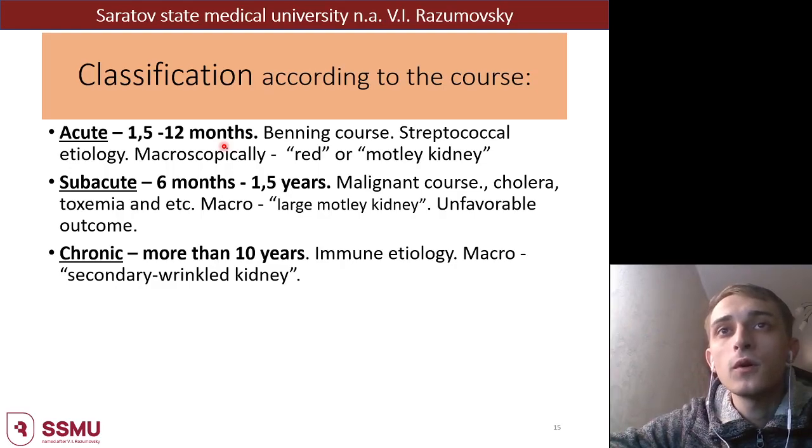And the third form is chronic. It is characterized by a very long course, more than 10 years. The etiological factor is an immune reaction. Macroscopically, it looks like a secondary wrinkled kidney.